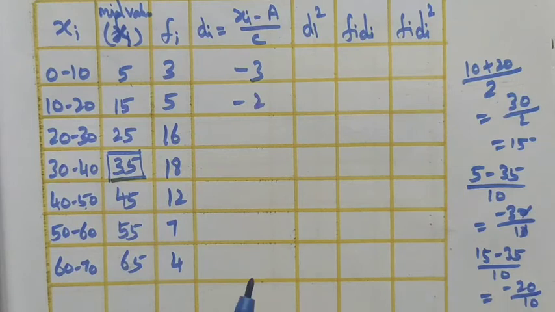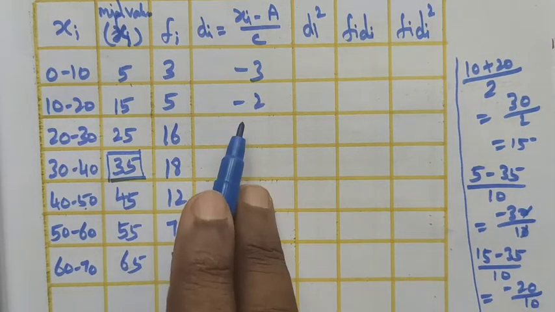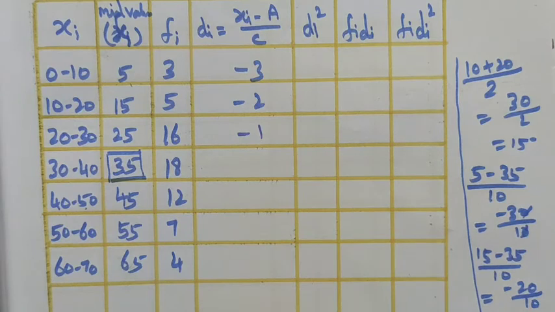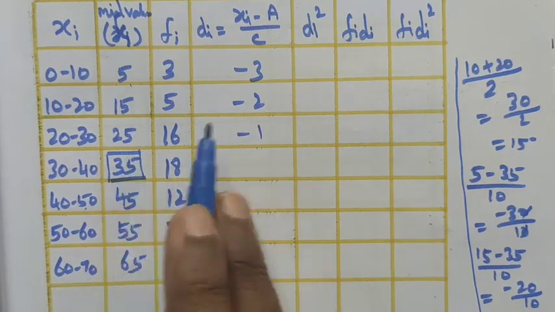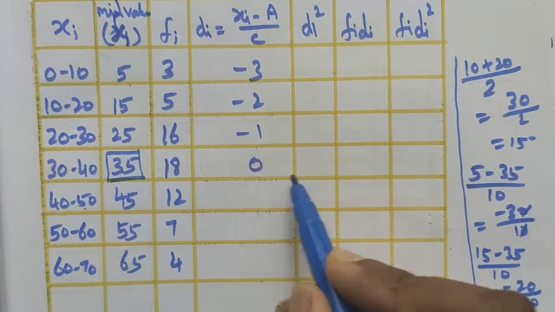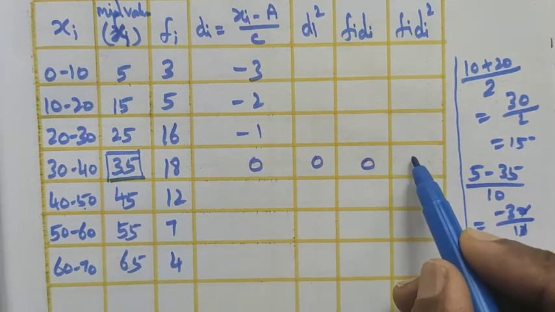By this method we can additionally do the work. So directly we can write the values. So 25 minus 35 is 10, 10 divided by 10 is 1. So we have, above 35 we have negative value and below 35 we get positive value. 35 minus 35 is 0, so this term becomes 0.